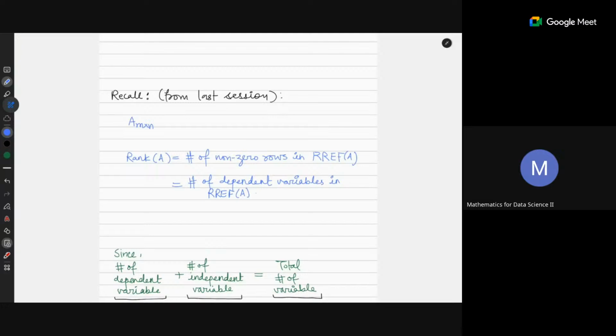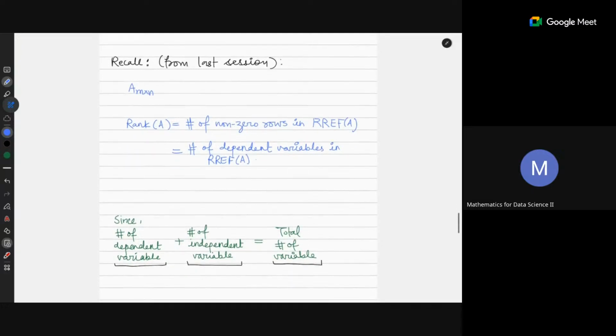Right. Now we know that the number of dependent variables plus the number of independent variables is equal to the total number of variables. The way we define independent is nothing but the total number of variables minus the dependent variables. Whichever is not dependent is the independent. Now, if you are working with an M cross N matrix, how many variables are there? N variables.